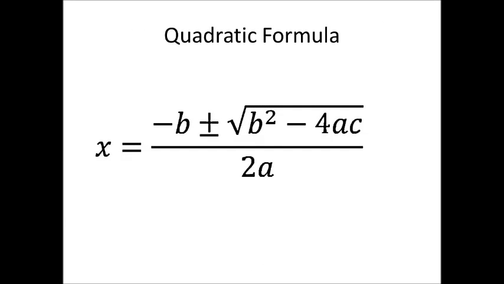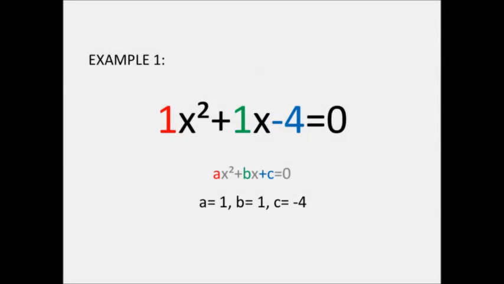And as shown on the screen, you can see that it is x equal to minus b plus or minus square root of b squared minus 4ac over 2a. Okay, so now that you know how the quadratic formula looks like, we can solve example number 1. So we got 1x squared plus 1x minus 4 equals 0.